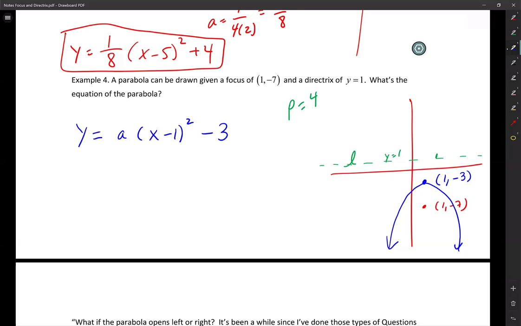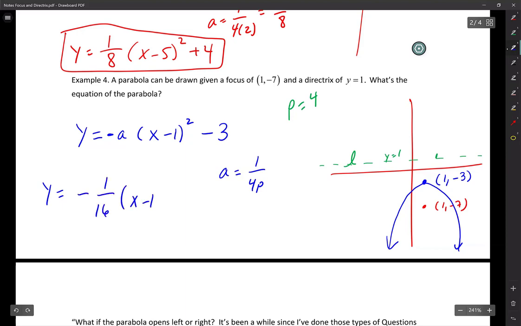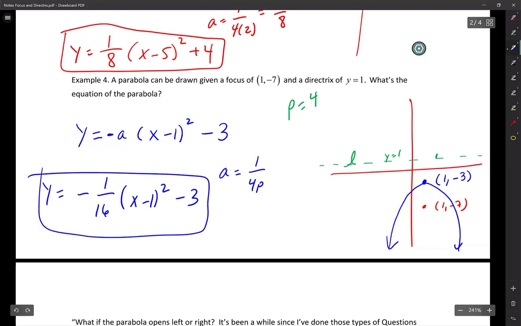Recognize that it opens downward. So what am I going to put in front of the A? A negative. Let's find the A value. A equals 1 over 4P. P is 4. So what's 4 times 4? So y equals negative 1 over 16 (x minus 1) squared minus 3. The only reason we put a negative is because it opens downward.